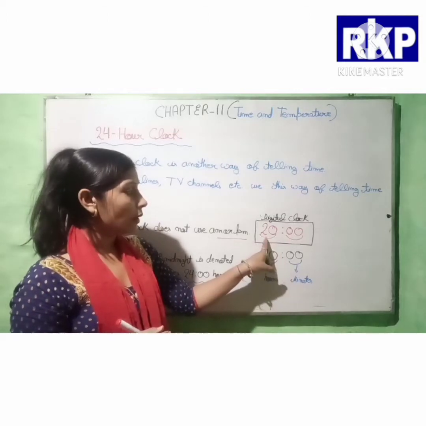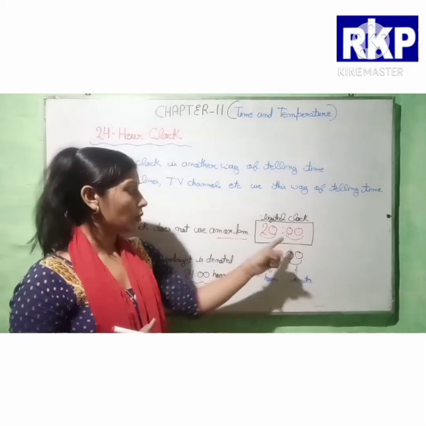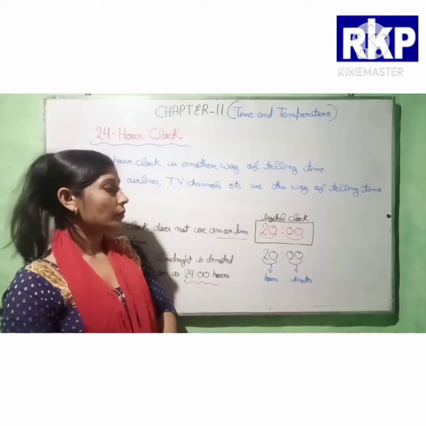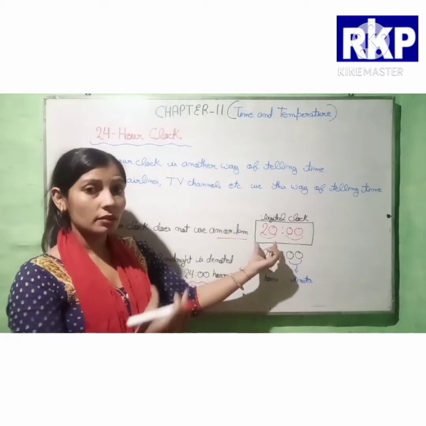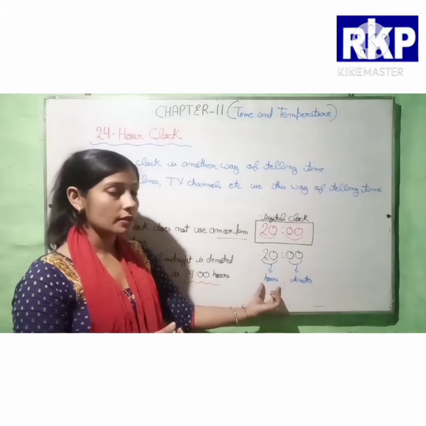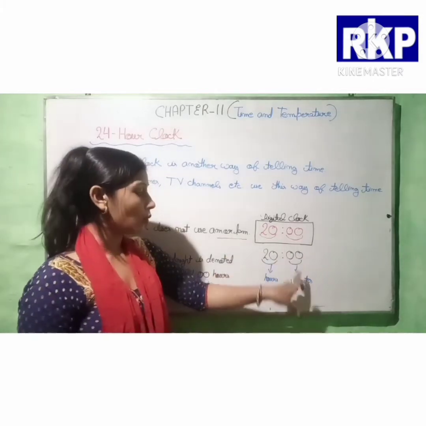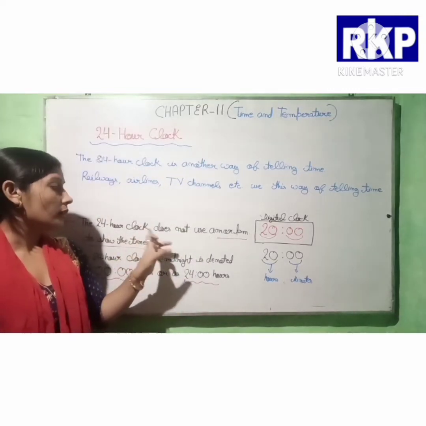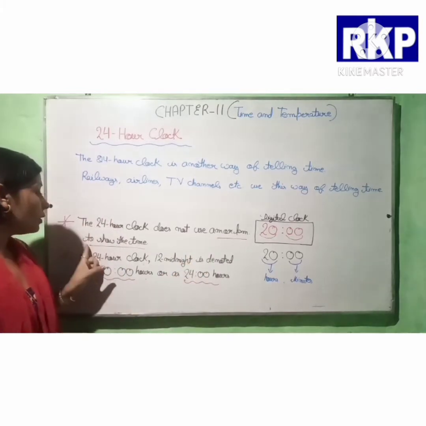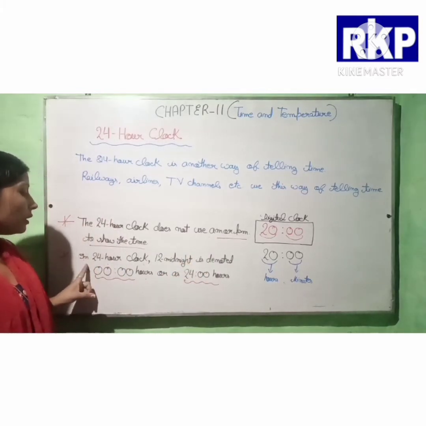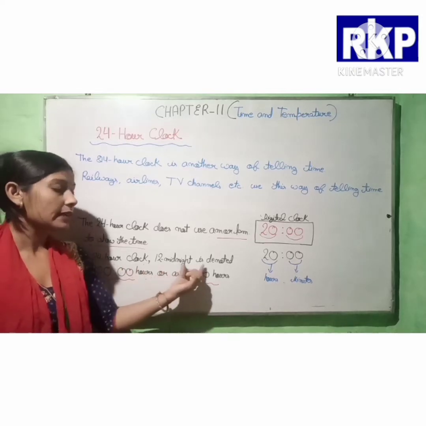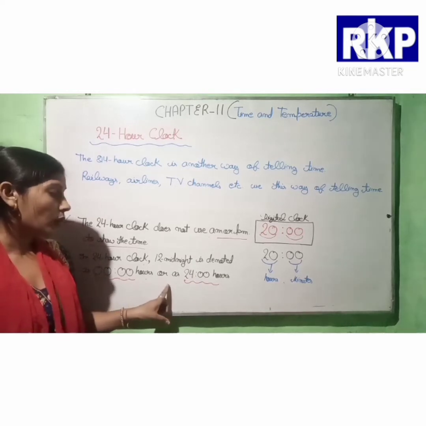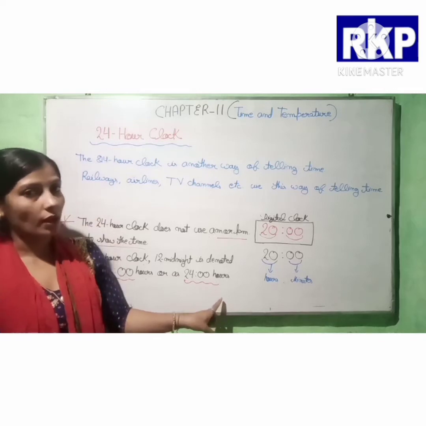Here 20 and here 0, 0. So what is the time? 20 hours is the time in this clock. The first 2 digits show hours and the last 2 digits show minutes. And the 24-hour clock does not use AM or PM to show the time. In the 24-hour clock, 12 midnight is denoted as 0000 hours or as 2400 hours.